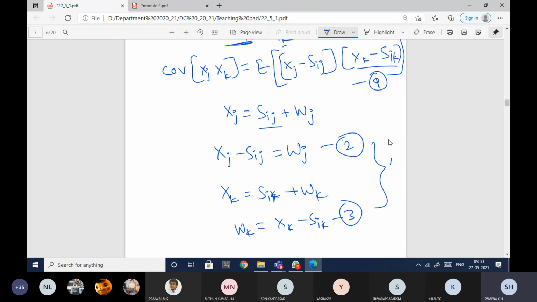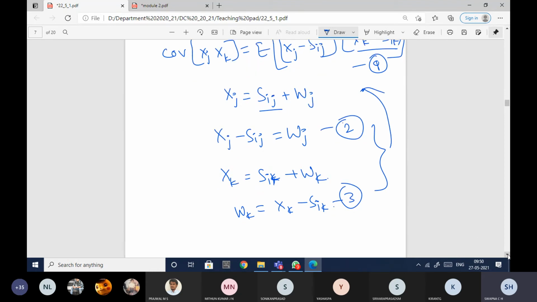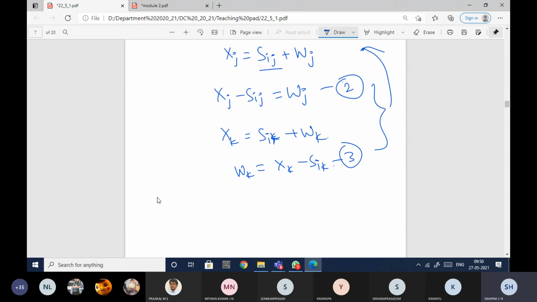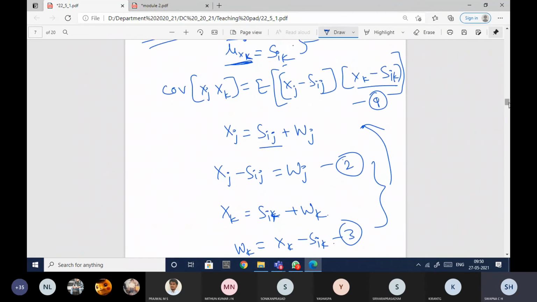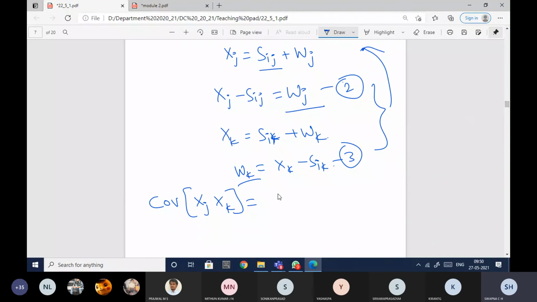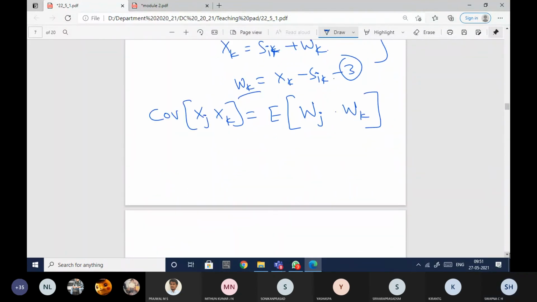I can substitute these 3 in 1. No, these 2 in 1. Okay, 2 and 3 in 1. So here covariance of xj, xk is equal to, in place of xj minus Sij, I'll substitute Wj. In place of xk minus Sik, I'll substitute Wk. So it will become the expectation of Wj into Wk. Anybody have doubts until here?